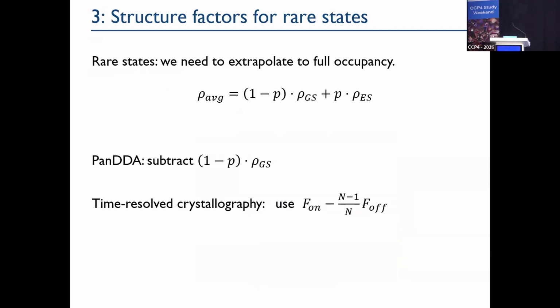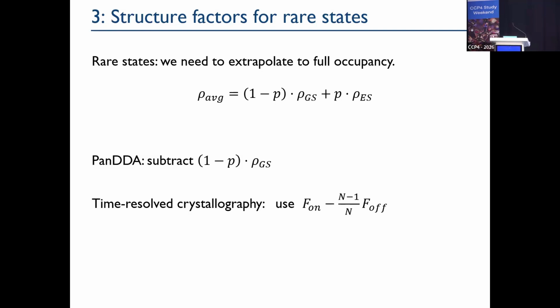So finally, I'll talk a little bit about work on trying to get to maps with full occupancy of the excited state. In general, the problem is that what we observe is an average density, which is a combination of ground state and excited state. In PanDDA, essentially what you try to do is subtract the fraction of the ground state, so you're left with the excited state. In time-resolved crystallography, what's traditionally done is you subtract in reciprocal space, analogously, the fraction you expect to be the ground state or the off state. In principle, neither approach is optimal if you have crystallographic data.